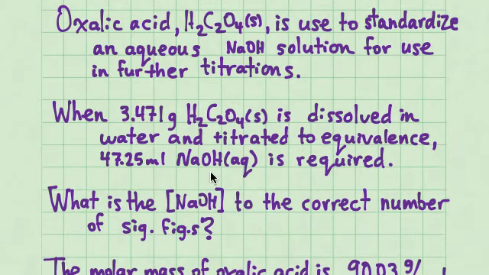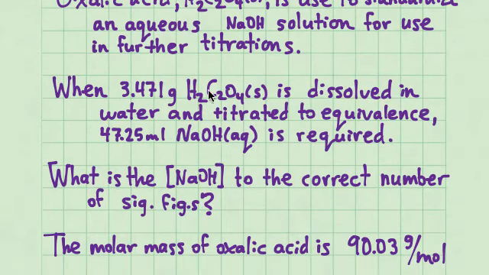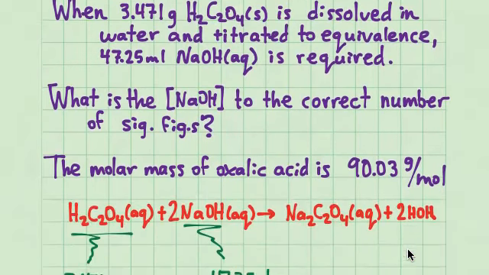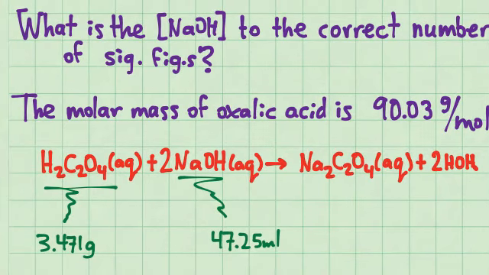So paying attention to sig figs, what's the molar concentration of sodium hydroxide? Nice to know that the 2 H's, 2 carbons, and 4 O's add up to 90.03 grams per mole. Let me rephrase that in an equation. So oxalic acid and sodium hydroxide. But you'll notice it's a 2-to-1 ratio, 2 of these to 1 of these.